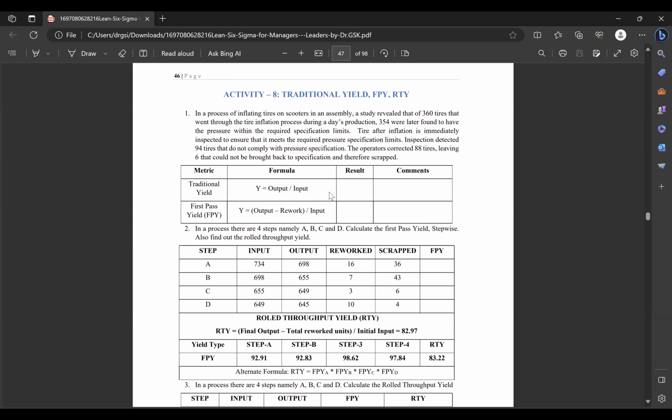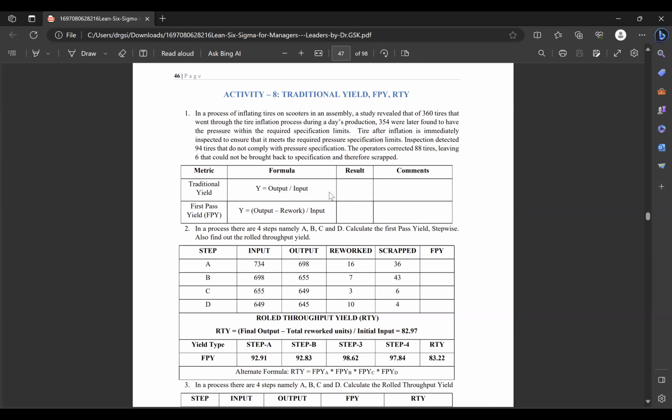divided by... how much is 354 minus 88? 266. You divide that 266, that is 354 minus 88, by the total. The total is 360. Put it in the chat box: 354 minus 88 divided by 360. So what is the number you are getting? That is your first pass yield.